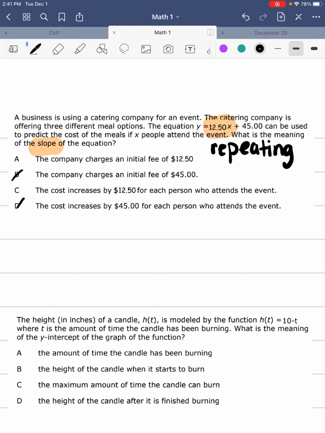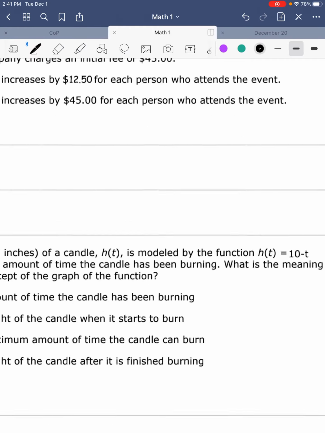So the options are the company has an initial fee of $12.50, or the cost increases $12.50 for each person who attends. So the repeating value, as each person attends, the value will go up. So the answer is C.